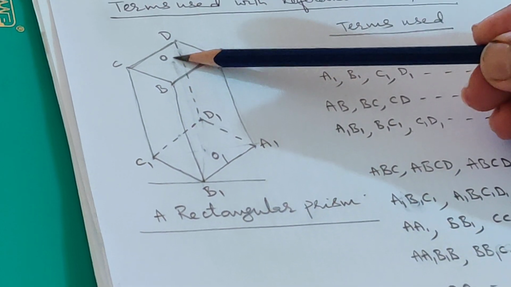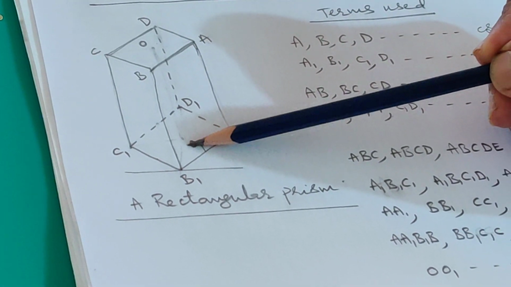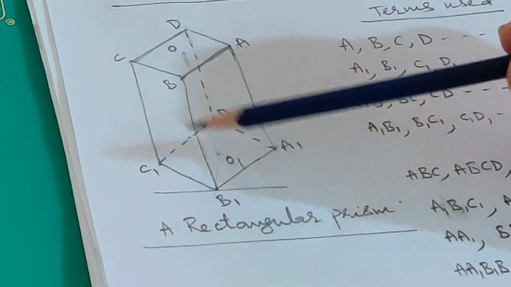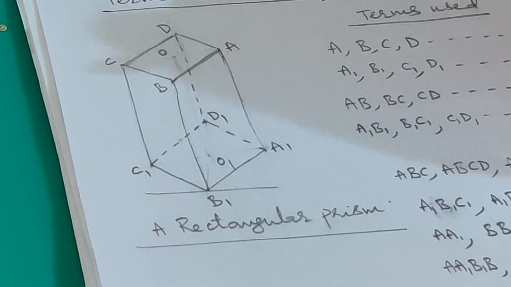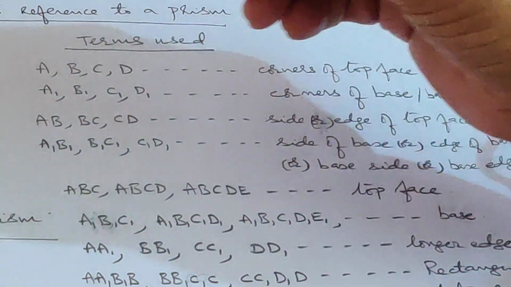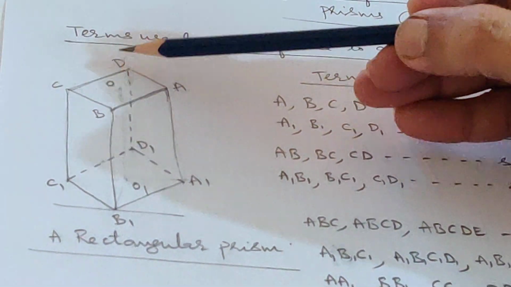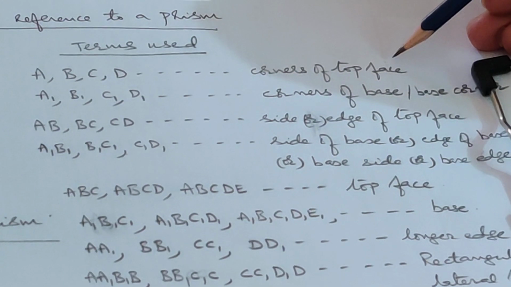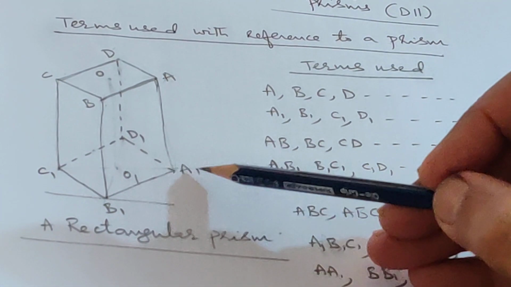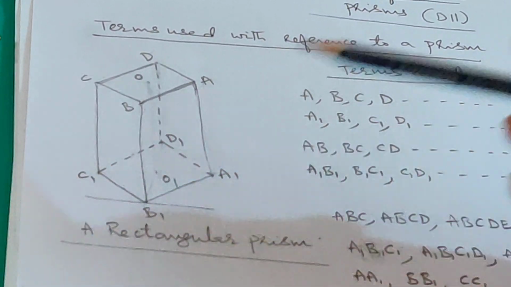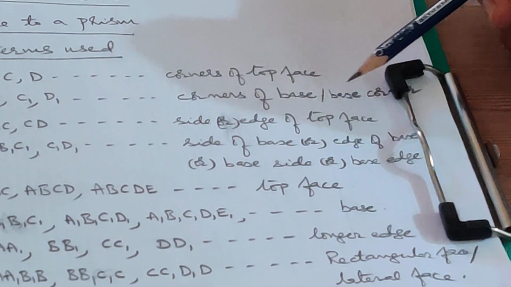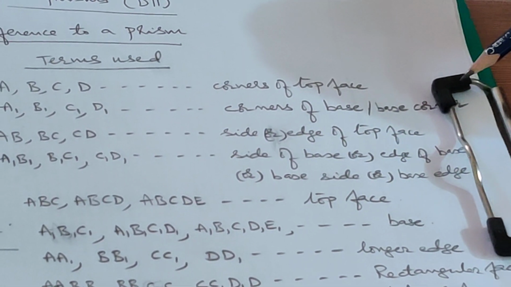You can see this is the top face and this is called the base. I have named the top face as ABCD and the base as A1, B1, C1, D1. Now I am coming to the terms used one by one. ABCD, you find them here, ABCD. They are called corners of top face, as I mentioned already. Now you have got 4 more corners at the bottom, A1, B1, C1, D1. They are called corners of base. Sometimes you can also call them base corners shortly.